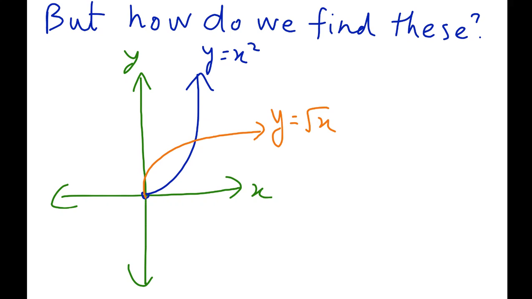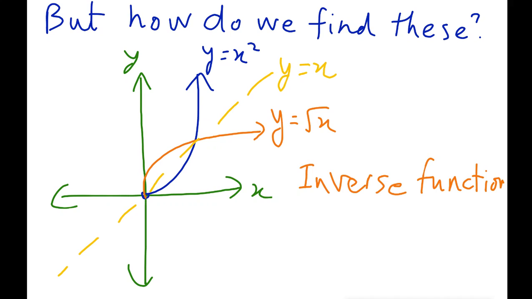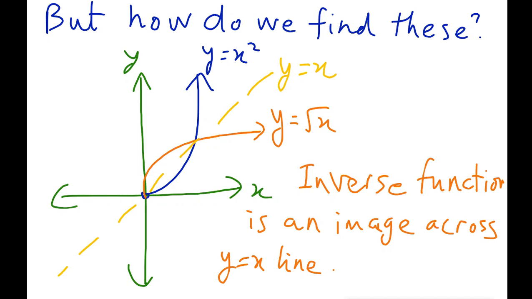Let's just look at it graphically and see what we can do with it. We have y equals x squared and y equals the square root of x. If I put a line right here, you will notice that one is actually an image of the other, across this y equals x line. What that means is that the inverse function is an image across the y equals x line, which means we're just swapping our x's and y's around. If we swap our x's and y's around, all we have to do is change it when we're solving for it, which I'll do in the next example.